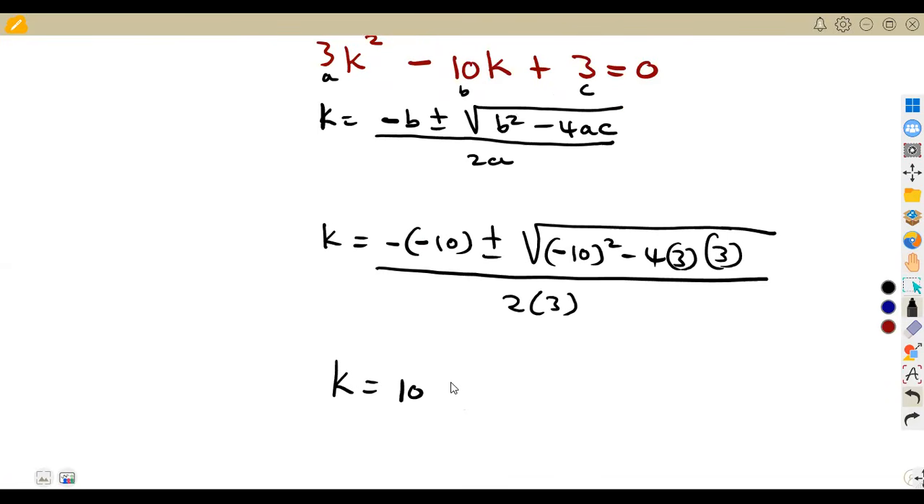So k is going to be negative, negative 10, that's a positive 10, plus or minus, you can just simplify the square root at once. I think this one is just going to be direct. Minus 10 squared minus 4 times 3 times 3. Okay, that's 64. So you're going to have the square root of 64.